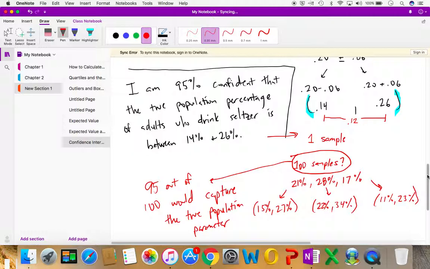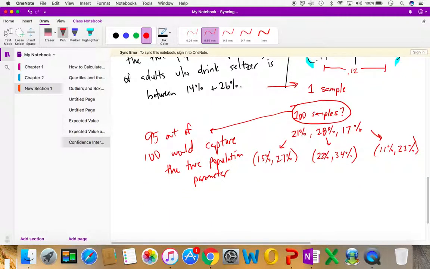Another way to think about it is if we were to calculate the true population parameter of flipping a coin and getting heads. We know that that's 50%. But let's just say in one of our samples we get the confidence interval of 52% to 62%, or we get a confidence interval of 39% to 49%. These are two examples of intervals that do not capture the true population parameter of flipping a coin and getting heads, which we know is 50%.